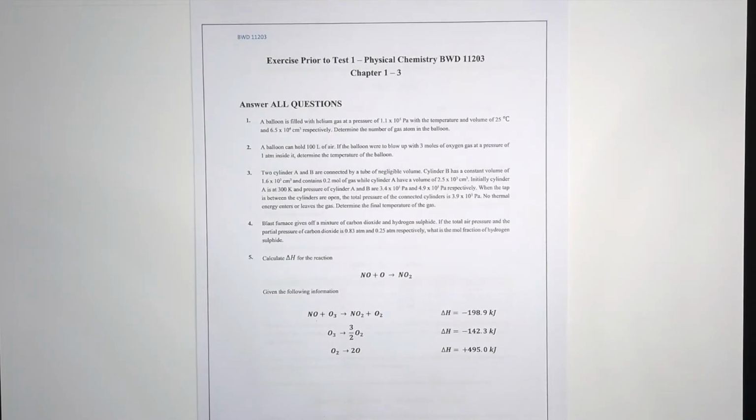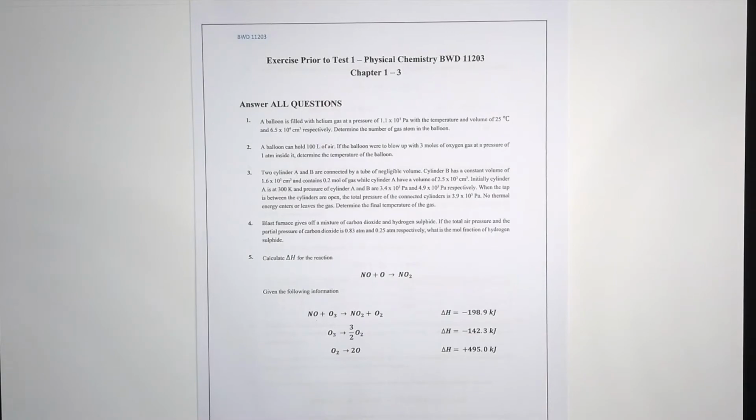The first thing that you need to do with this question is to check the units given in the question. The units for pressure, temperature and also volume are in Pascal, degree Celsius and centimeter cubed. Therefore, you need to convert all these units to the correct units, which are atm, Kelvin and liter.